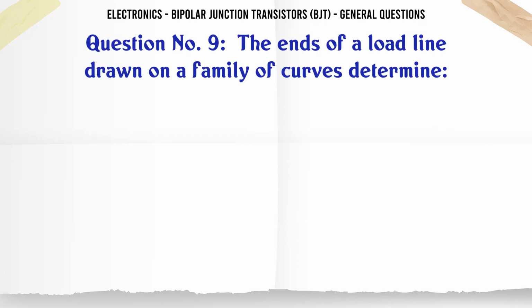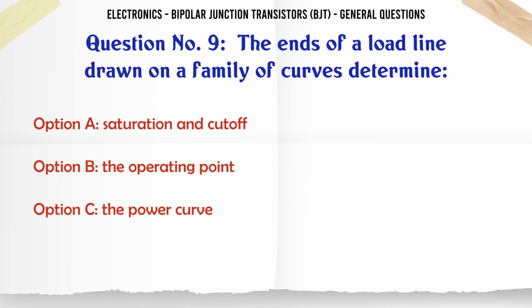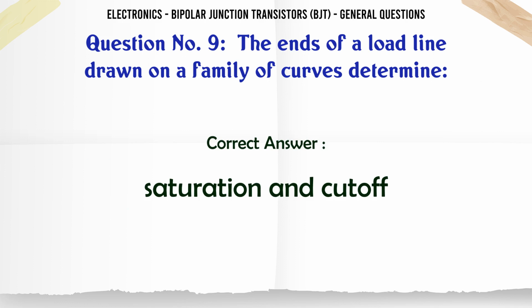The ends of a load line drawn on a family of curves determine A. saturation and cutoff, B. the operating point, C. the power curve, D. the amplification factor. The correct answer is saturation and cutoff.